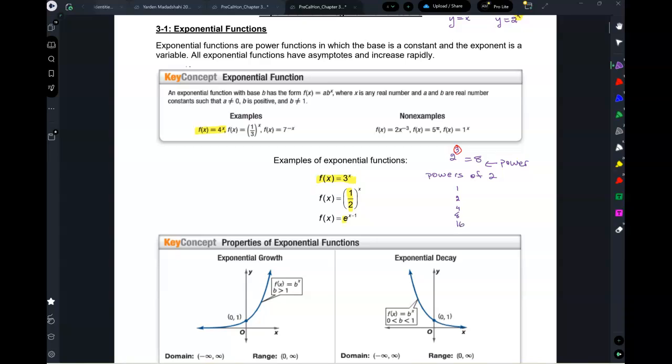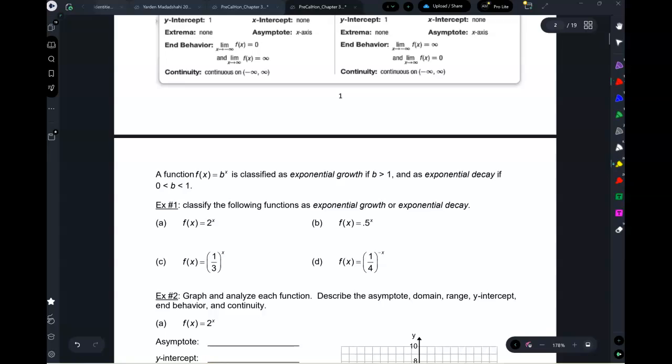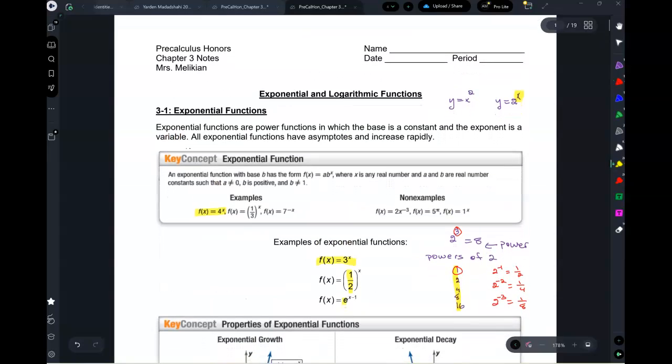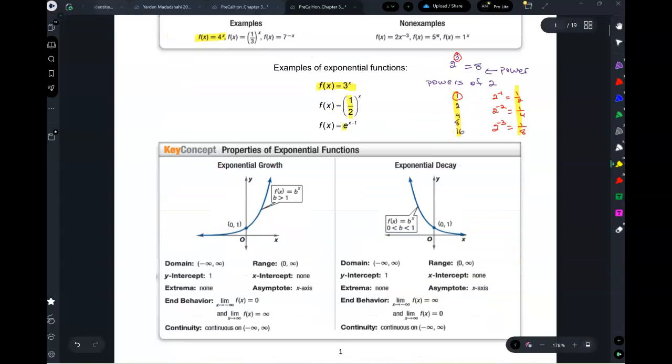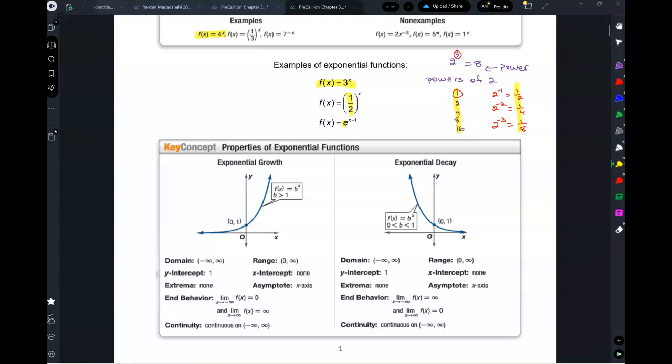And if we were to go in the other direction, right? 2 to the power of 0 is 1, but 2 to the power of minus 1 is 1/2. 2 to the power of minus 2 is 1/4. 2 to the power of minus 3 is 1/8. So all of these are the powers of 2. Just making that distinction between the word power and exponent. All right, so what is the deal with exponential functions?